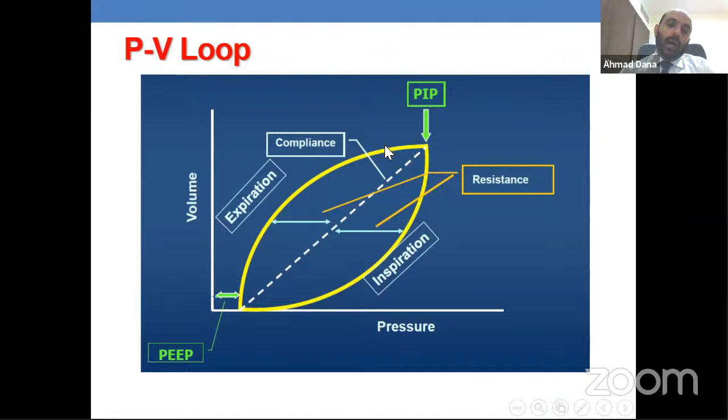Then you go back with the expiration until you reach the closing pressure, when the alveoli will close and the air will come out. So it will be in this way. The line between the inspiration and the PEEP here is the compliance. And the area here is the resistance.